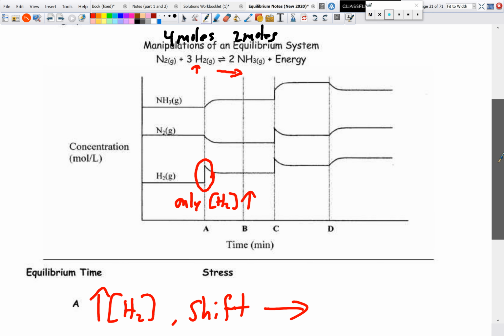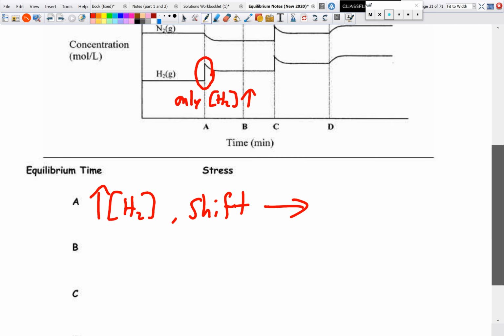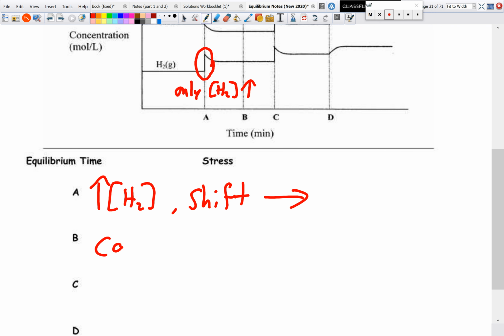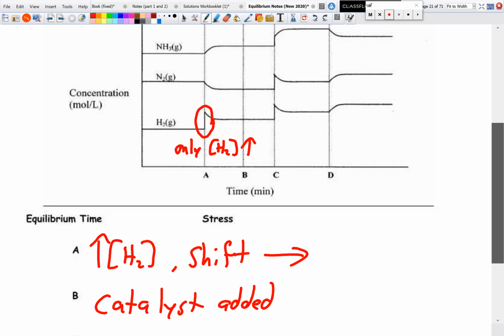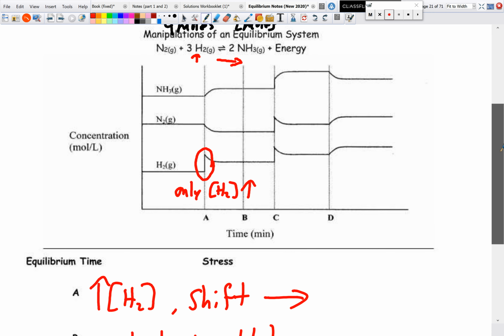Now at point B, we'll notice nothing. There's no change. We can tell that there's no stress. So at point B, this is what happens when a catalyst is added, because really there's no new stress, nothing has changed. That's why on the previous page it said when a catalyst is added, no change whatsoever.